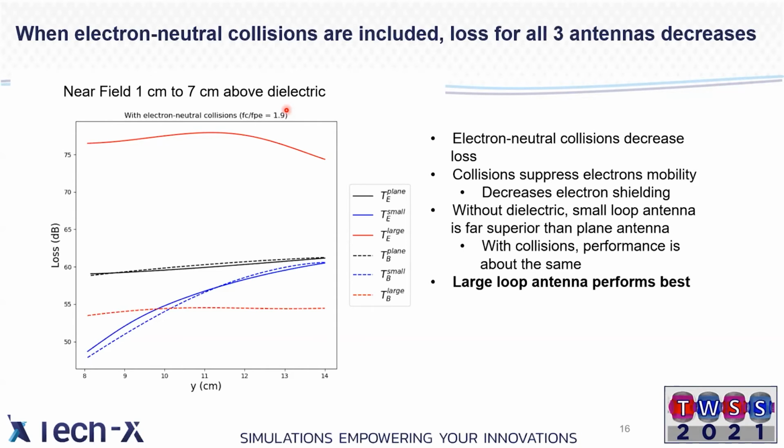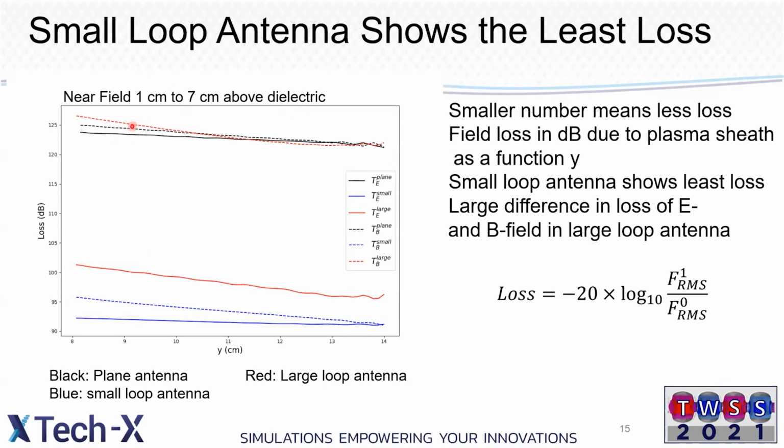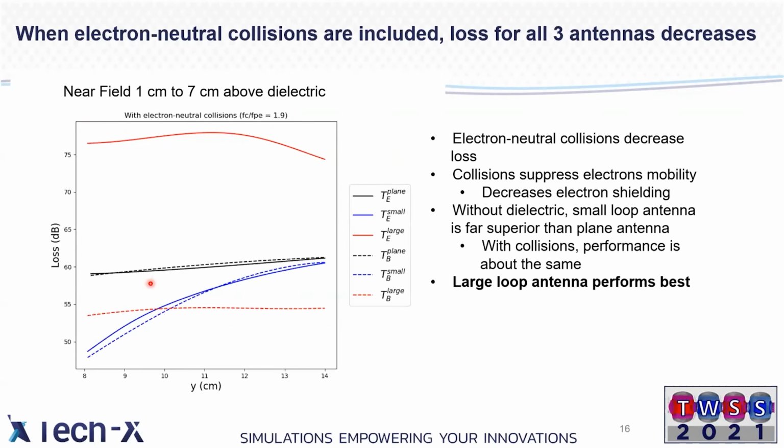And so we're not talking about huge densities of the neutral required to see a pretty big improvement in transmittance. So if we go back to this curve, the plane wave was at like 125 dB, and now it's jumped down to like 60 dB. So a big improvement by introducing collisions into the plasma dielectric.